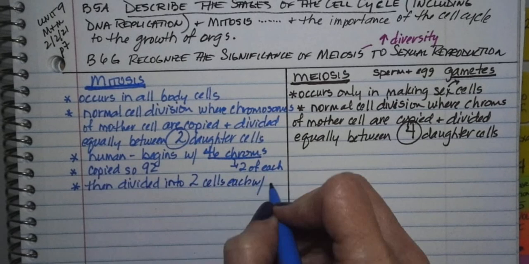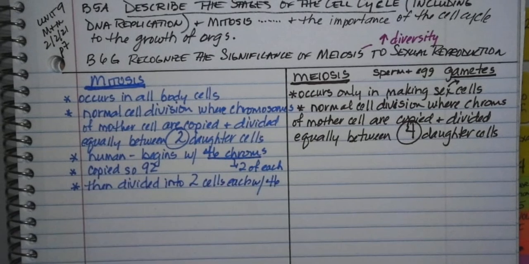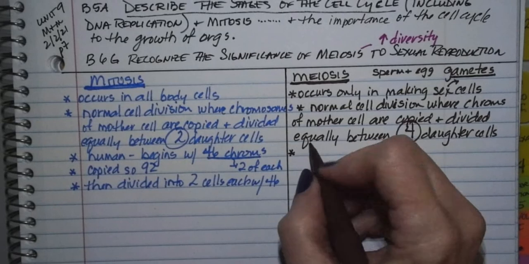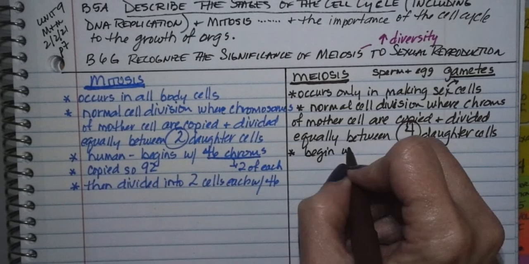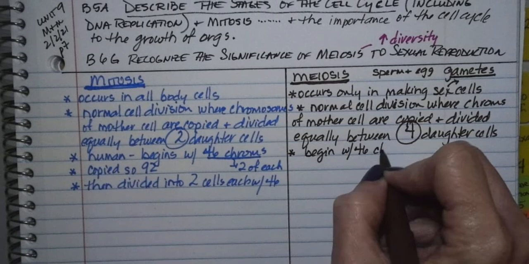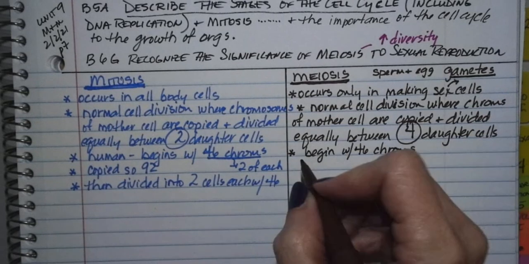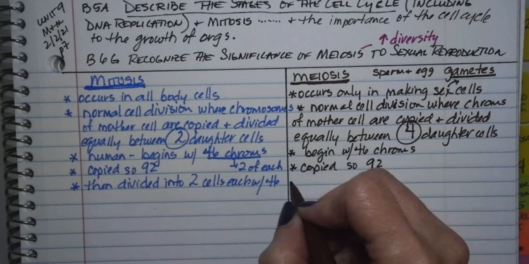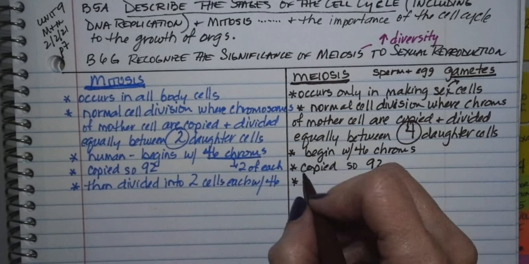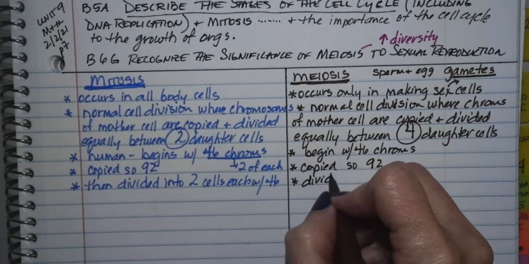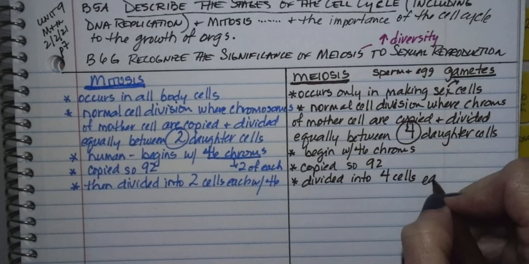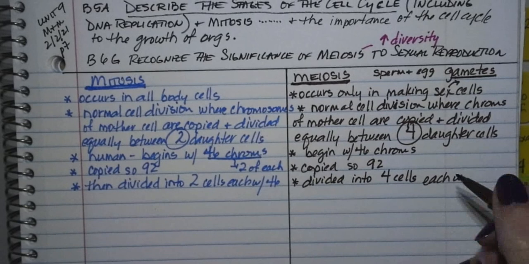For meiosis, we're still talking about humans, right? So we begin with 46 chromosomes. They're copied, so it bumps up to 92, right? And then it's divided into 4 cells. Each with how many? So what's 92 divided by 4? 23 chromosomes.